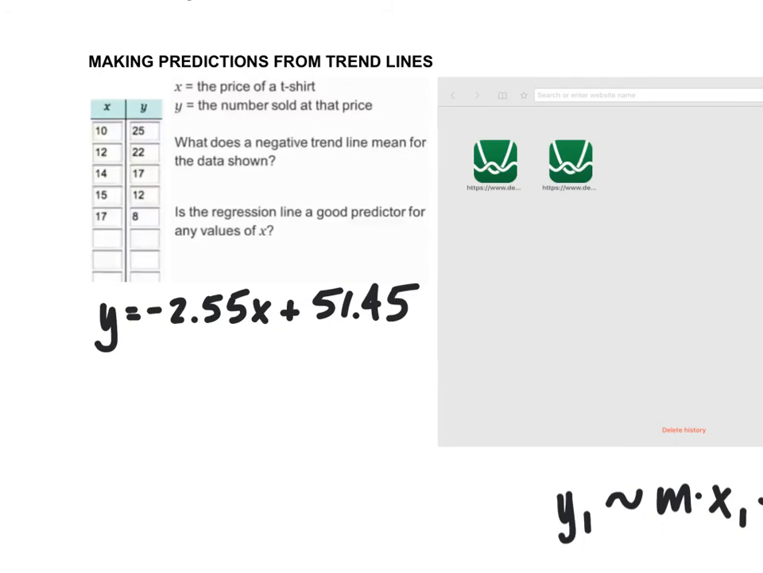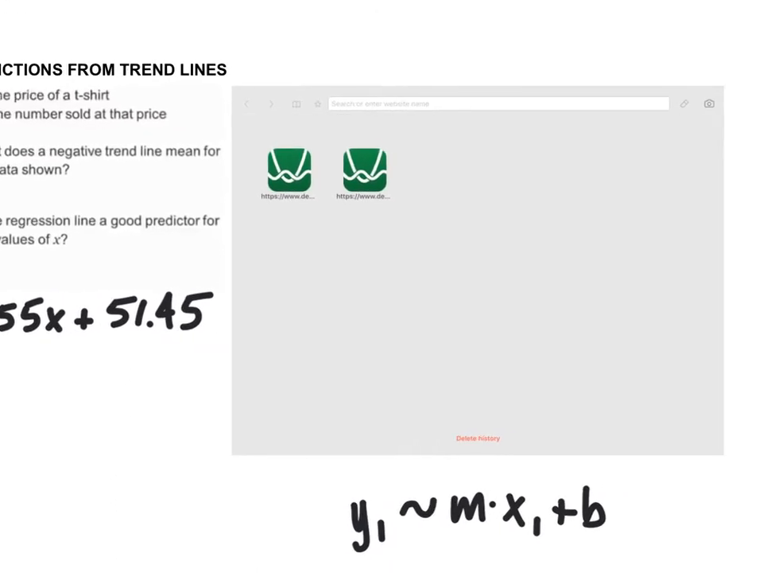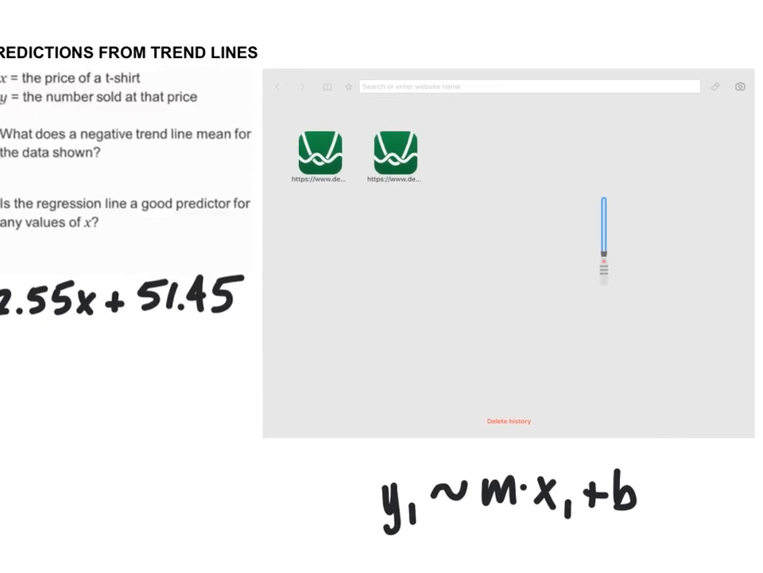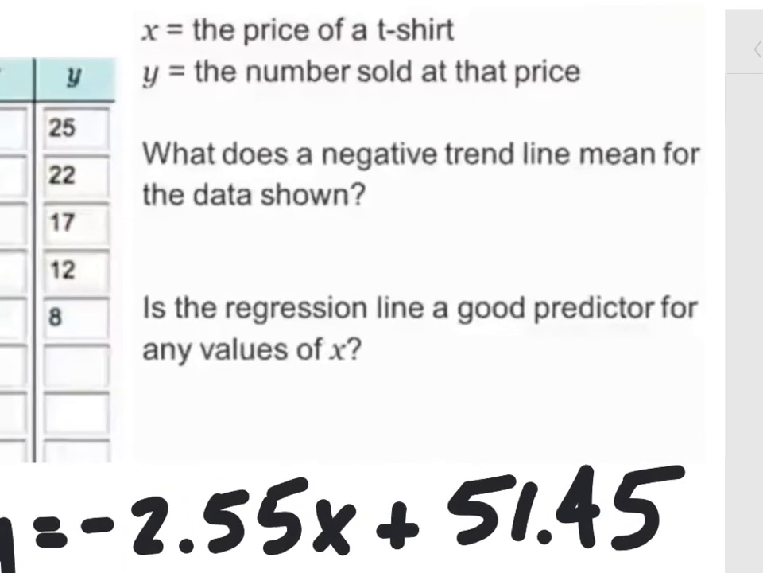So let's just talk about this problem in context, okay? What we have is x is the price of a shirt, and y is the number sold at that price. So as the price of a shirt goes up, the number that you sell goes down, okay? So if a shirt is more expensive, you're not going to sell as many of those shirts. And that's what this data shows. So let's write that in here, okay?